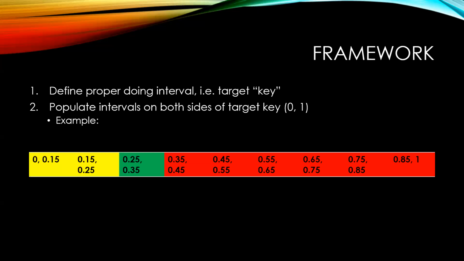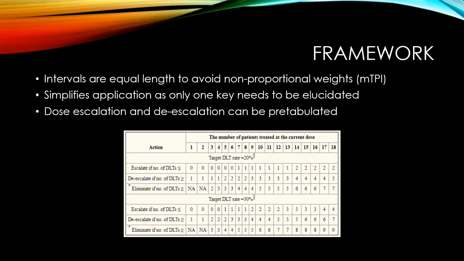So we're creating essentially a piano, which is where it gets the name keyboard design. A couple of things: all the keys obviously have to be within the range of 0 to 1. We're making the intervals equal length to avoid non-proportional weights to the MTPI. It's pretty easy to construct because all we need to do is think what we want our target key to be, and then we can populate the rest of the keys based off the interval of that key.